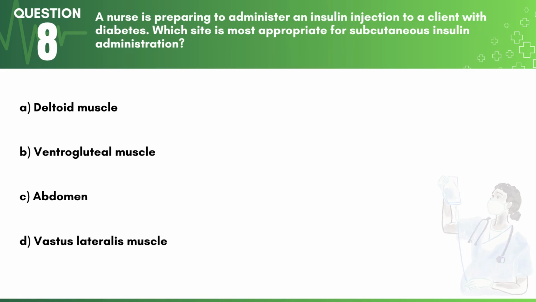Question 8. A nurse is preparing to administer an insulin injection to a client with diabetes. Which site is most appropriate for subcutaneous insulin administration? A. Deltoid muscle. B. Ventrogluteal muscle. C. Abdomen. D. Vastus lateralis muscle.